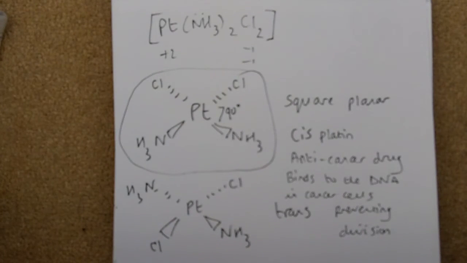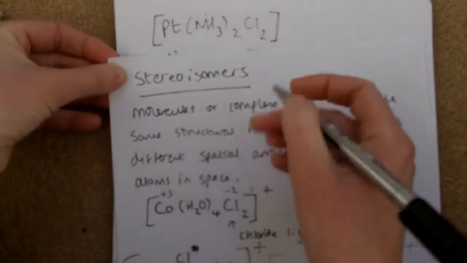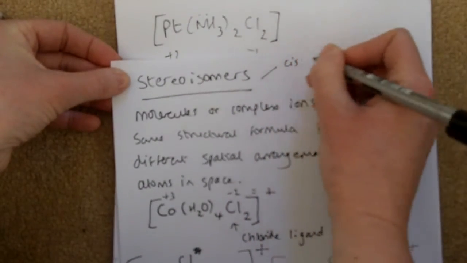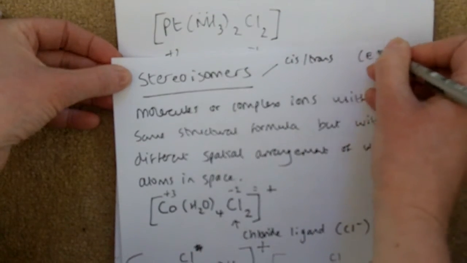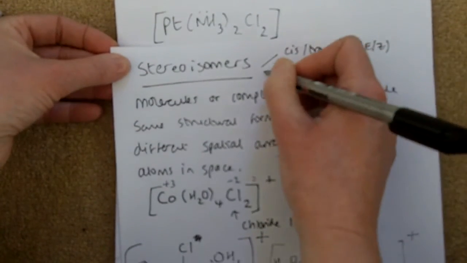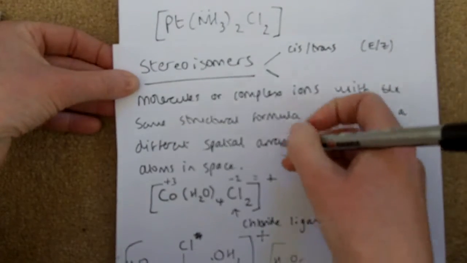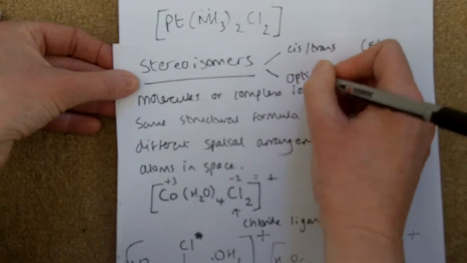Okay, so it's getting a bit more complicated now. With stereoisomers, let's go back to the other sheet. You have cis-trans, but in organic chemistry we also call them E/Z, don't we? And then there's another type of stereoisomer called optical isomers.